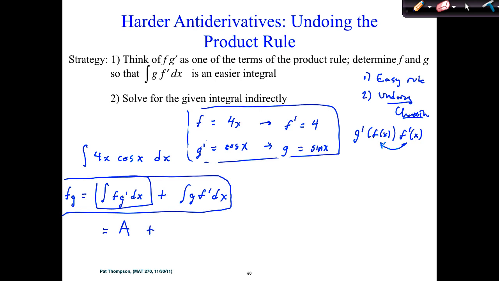So it's going to be the antiderivative of g f prime dx. That would be sine x times 4. And so we can just stop right there and ask the question, is this an easier, doable integral for sine x? Certainly, right? That just goes back to an easy rule. And so then we're on the right track here. So f times g, over here on the left, is going to be the 4x sine x.